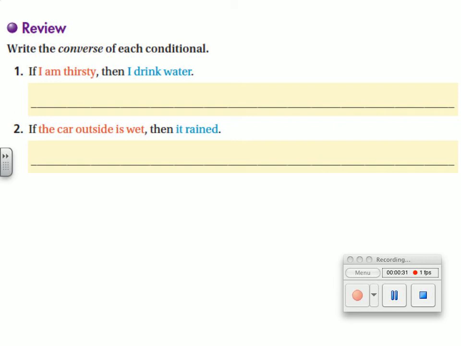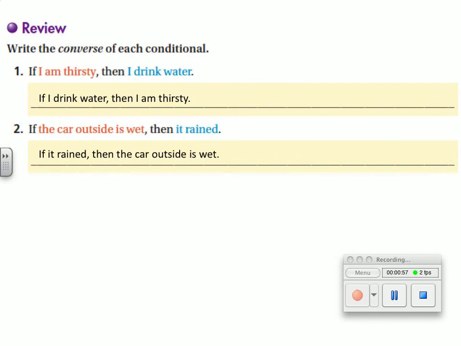I want you to write the converse of each conditional statement that is given. So the statement, if I am thirsty, then I drink water, we would rewrite as, if I drink water, then I am thirsty. Remember the converse, you just take the hypothesis and make it the conclusion. Take the conclusion and make it the hypothesis. Number two, if the car outside is wet, then it rained. It would be, if it rained, then the car outside is wet.